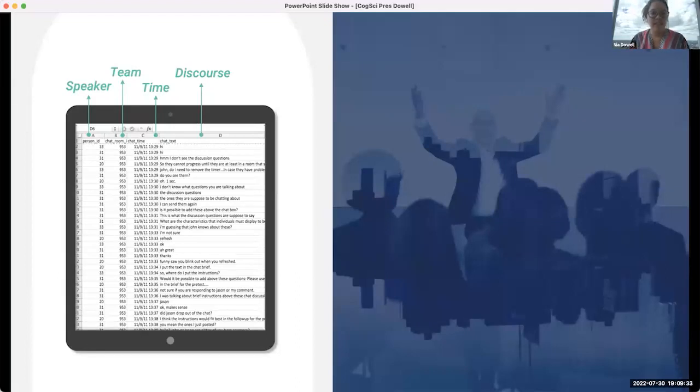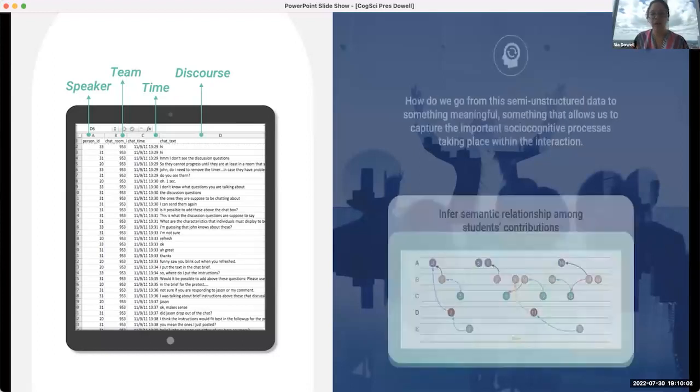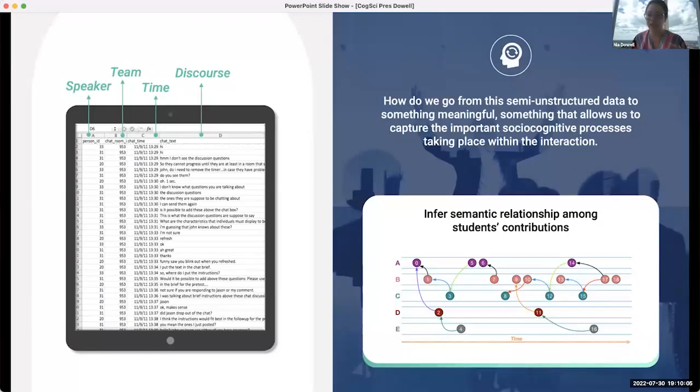Okay, so this is a really simplified version of the type of data you might get out of any type of virtual interaction, where you have something like the speaker ID, so who is talking, the team that they're in, the discourse that they said, and the time that they said it. There's tons of rich information in here that we rely on when we engage in any type of communication that's not captured by traditional natural language processing techniques. So the question is, how do we go from this semi-unstructured data to something more meaningful, something that allows us to capture the critical sociocognitive processes taking place within an interaction as it unfolds over time?